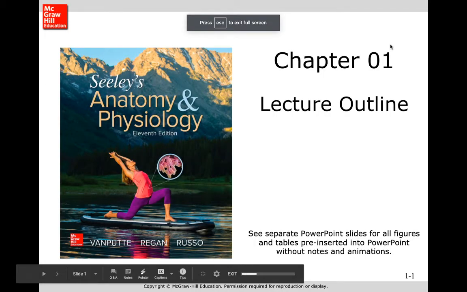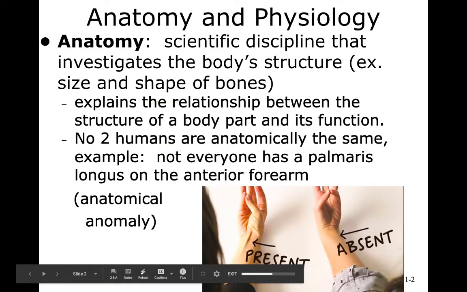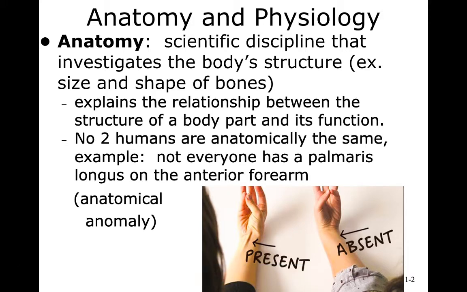So looking at Chapter 1 really quickly, because I don't want this to be a really long video. Anatomy is more about the body's structure and how its structure allows it to function. Something that's interesting here is that no two humans are anatomically the same. Everybody has a little bit of anatomic variability. It's called an anatomical anomaly. An example is the muscle called the palmaris longus, which you learned about if you had anatomy last year.